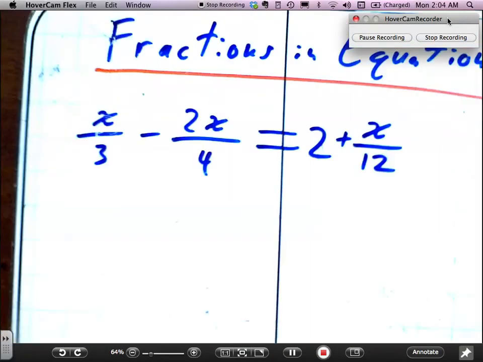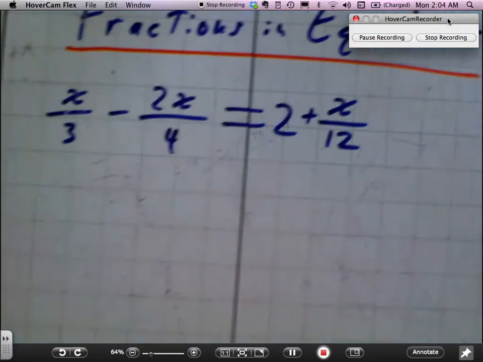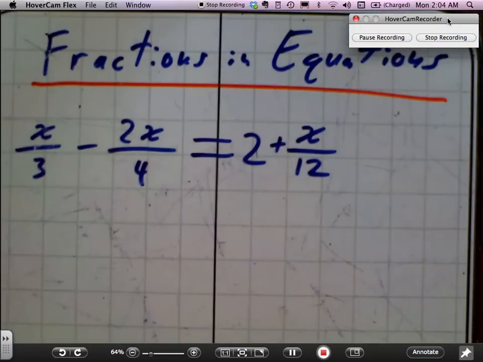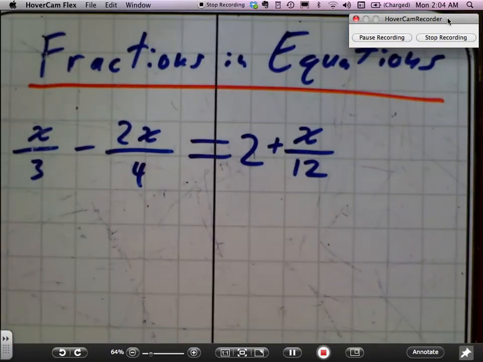One final reminder, a little tip about dealing with fractions in equations. So in this scenario, we've got x over 3 minus 2x over 4 equals 2 plus x over 12. There's probably 7 different ways you can solve this, but I think some are easier and more efficient than others. Whenever I see fractions, if you don't like dealing with them, an easy way to get rid of them immediately is to multiply both sides of the equation by the lowest common denominator.